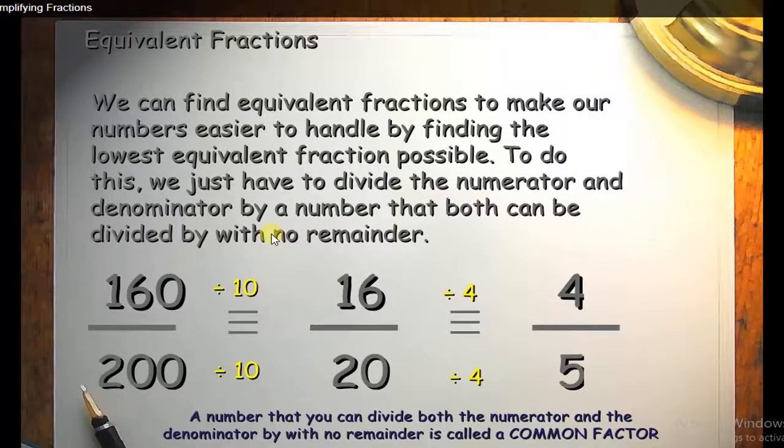To do this, we just have to divide the numerator and the denominator by a number that both can be divided by with no remainder, okay? Even if the number is big, if we have 160 over 200, we know that we can divide these two numbers by 10. Dividing by 10 will omit the zeros on both sides, so we get 16 over 20. Again, dividing both by 4, we will get 4 over 5. And this is the simplest form because it's already relatively prime. It means there's no common factor to divide by.